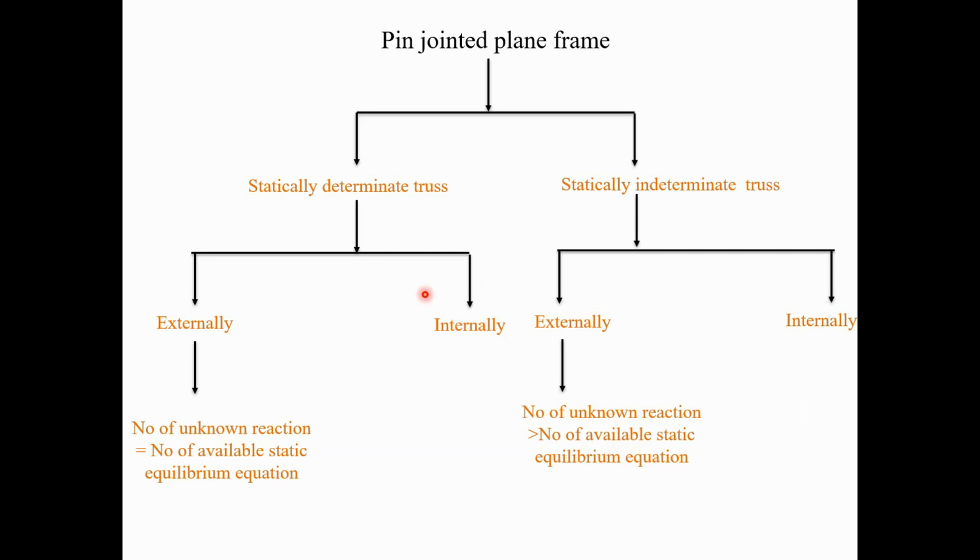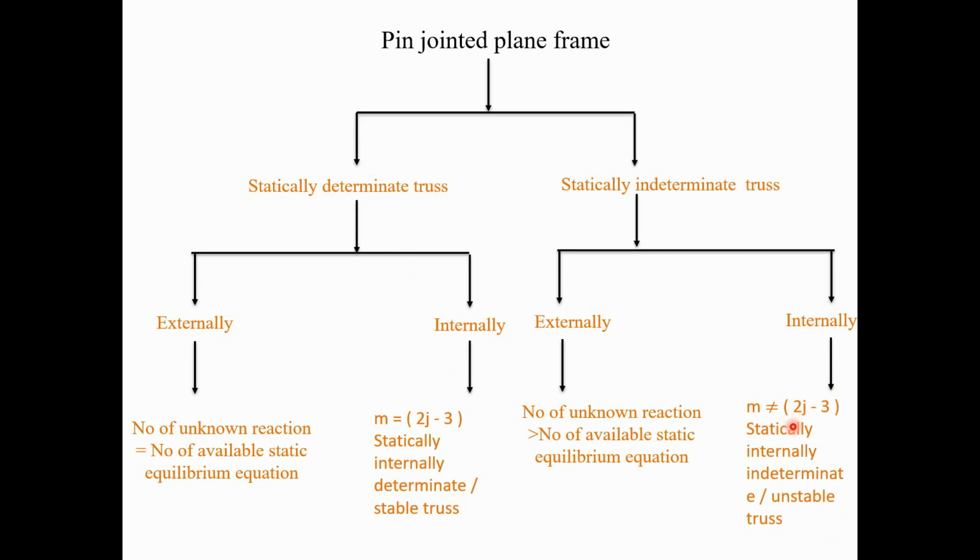Now second, you have to find the static determinacy of the structure internally also. So internally, when you check the statically determinate truss, we have the condition m is equal to 2j minus 3, where m is the number of member forces and j is the number of joints. If this condition is satisfied by the truss, then the truss is statically internally determinate or a stable truss. If the truss does not satisfy this condition, m is not equal to 2j minus 3, then the truss becomes statically internally indeterminate or an unstable truss.